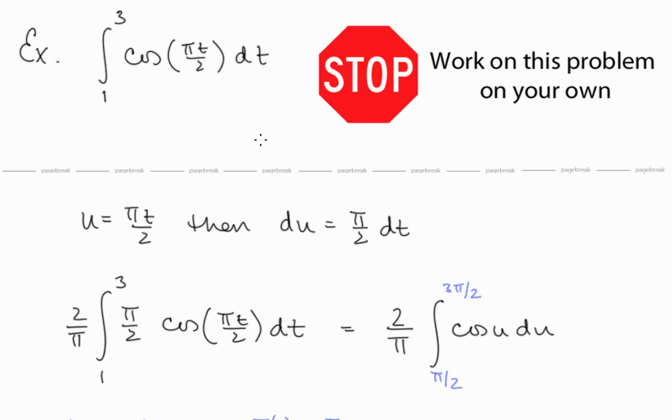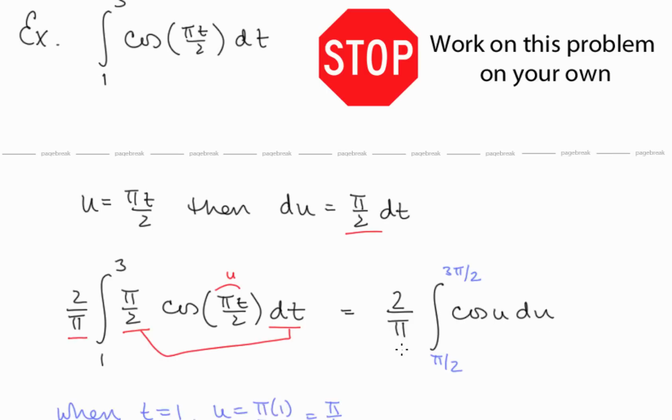And so now we want to rewrite our integral in terms of u and du. So notice we have a dt here, but we don't have a pi over 2. So we're going to multiply in a pi over 2 and then a 2 over pi on the outside to compensate. And so now the pi over 2 with the dt becomes du, and here we have cosine of u, and so we're here, cosine of u du with a 2 over pi on the outside.